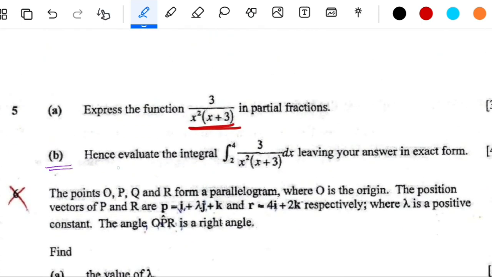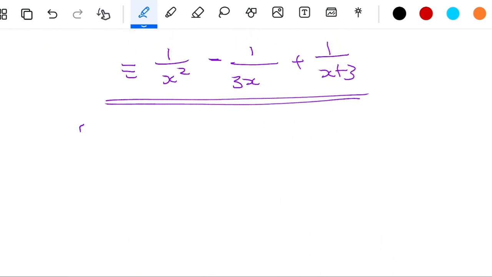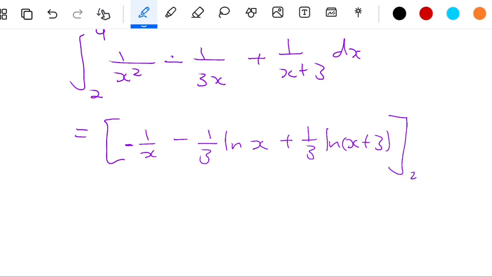Then next, part b says hence evaluate the integral of this function from 2 to 4, leaving your answer in exact form. So we're supposed to integrate that result. From 2 to 4 of 1 over x squared minus 1 over 3x plus 1 over x plus 3 dx. So let's integrate that. Our answer is going to be negative 1 over x minus a third ln x plus a third ln of x plus 3, from 2 to 4.